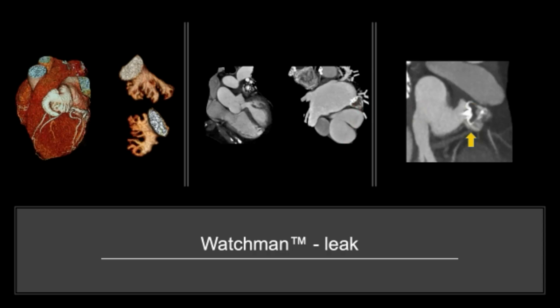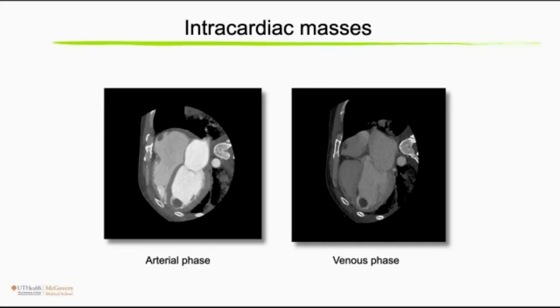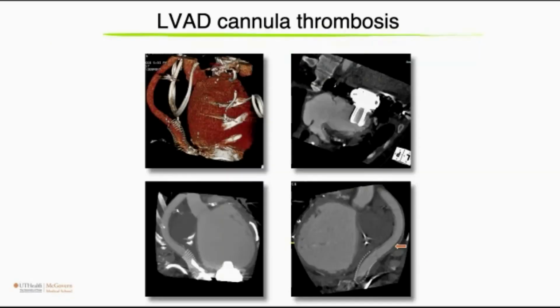At first glance, everything appears to be okay. If there is a request for an intracardiac mass, we include in our protocol a venous phase, a delayed phase, to make sure that the defect persists in venous phase. Here's a left ventricular thrombus and a right atrial thrombus, all in the same patient.